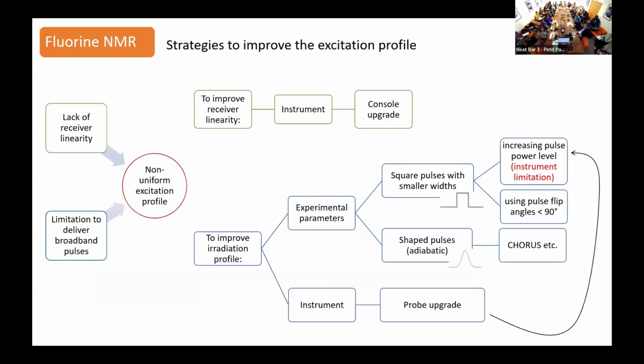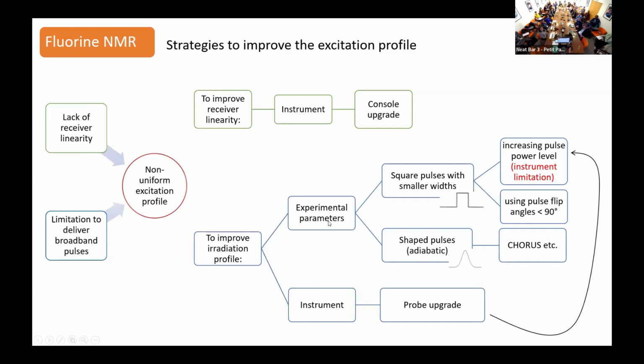This non-uniform excitation profile may come from mostly two different reasons. One is the lack of linearity of the receiver. And to improve this, we don't have much to do in the software. We should have an instrument upgrade, like a console upgrade. And the other reason is the limitation to deliver broadband pulses. And here we can do something to improve the irradiation profile.